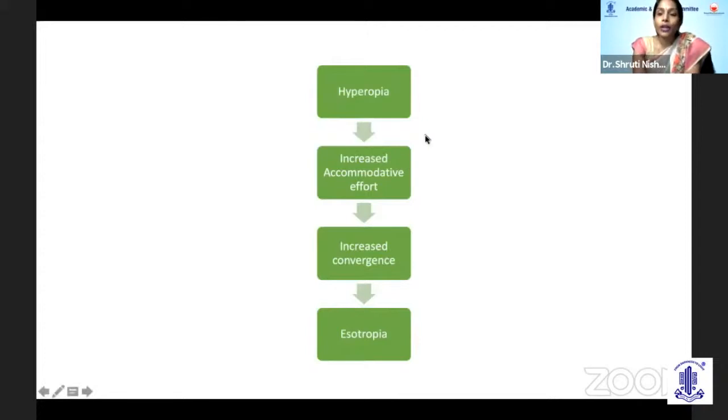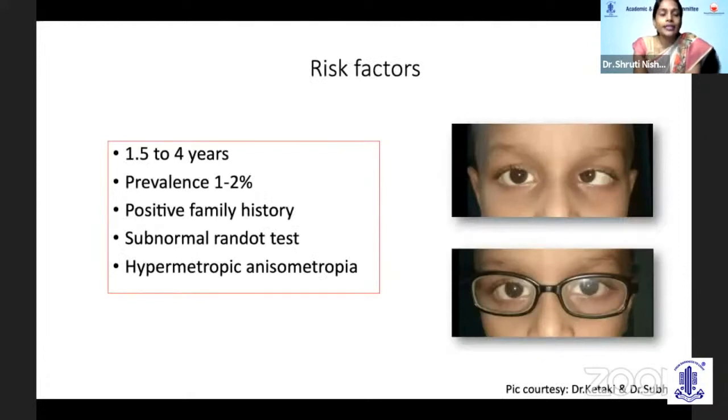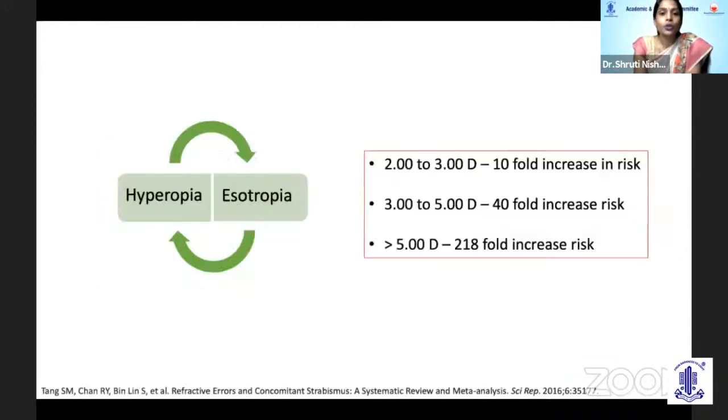So how does hyperopia actually cause the esotropia? Hyperopia increases the accommodative effort made by the eye, which in turn increases convergence and thereby leads to esotropia. So when you give them the glasses, you relieve the accommodative effort, thereby relieving convergence and relieving the ESO. It's usually seen between 1.5 years to 4 years in age. It's about 1 to 2% in prevalence. Seen more in children who have a positive family history or a close stereopsis, especially seen in anisometropic hyperopia as well.